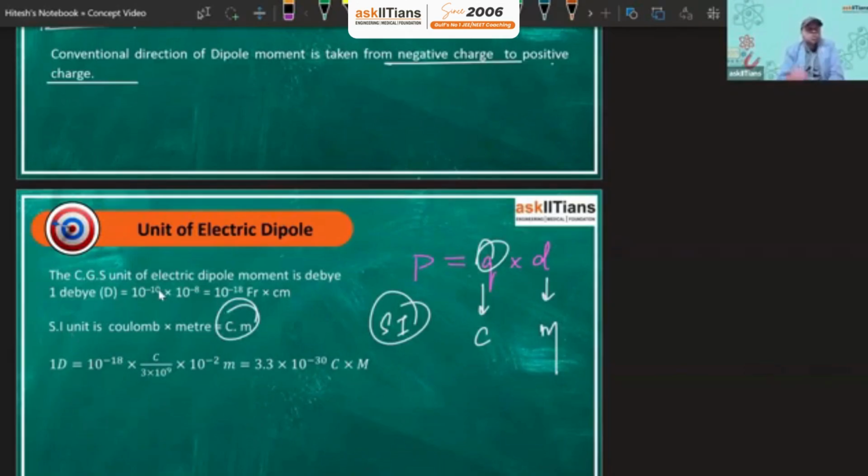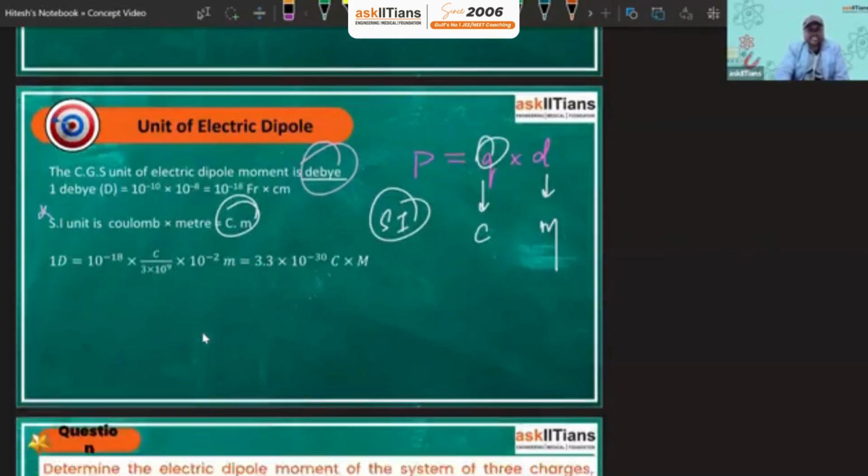Great. What is the CGS unit of electric dipole moment? It is the debye. 1 debye is equal to 10 to the power -10 into 10 to the power -8. You need not have very much knowledge of this magnitude. You just remember that the CGS unit of electric dipole moment is the debye. It is not in NCERT, so we need not be very worried about it. All right. The SI unit of this electric dipole moment is coulomb meter.